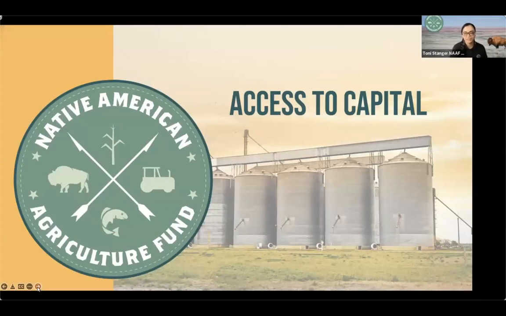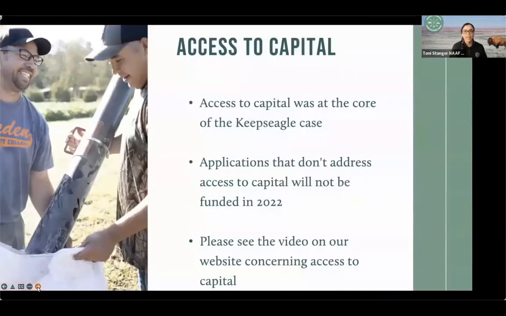Access to capital. Again, as I said at the beginning of this presentation, the foundation of this case was based on the lack of access to capital and credit servicing to Native American farmers and ranchers. Access to capital, therefore, is a foundational principle in the work that NAAF will do, what we've done in the past and what we will continue to do in the future. Access to capital can mean a number of things, and it's very broad. Access to capital was, again, the core of the Keepseagle case. Applications that don't address access to capital will not be funded in 2022.